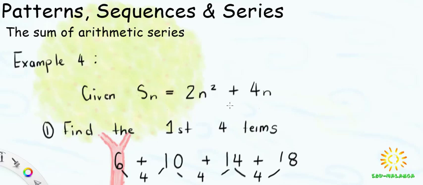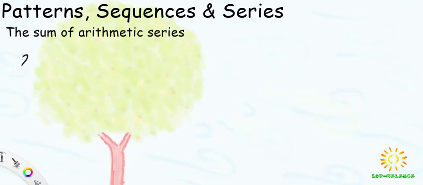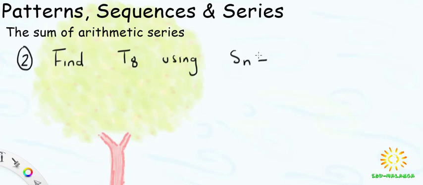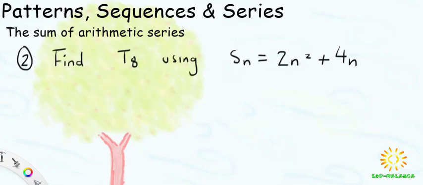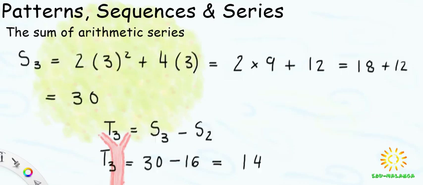I hope you understood and were able to follow. The second question we will answer for this arithmetic series is find term number 8 using the equation Sn is equal to 2n squared plus 4n. So you know the first 4 terms of this arithmetic series, and you've now been asked to find term number 8. Let's come back to what we did here.